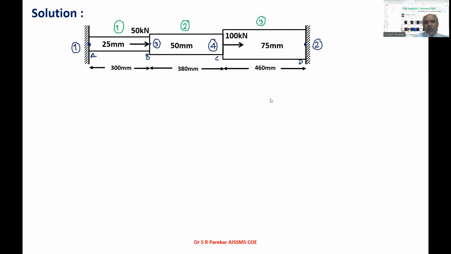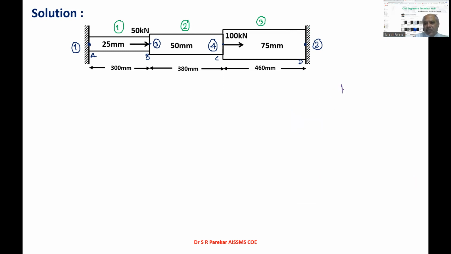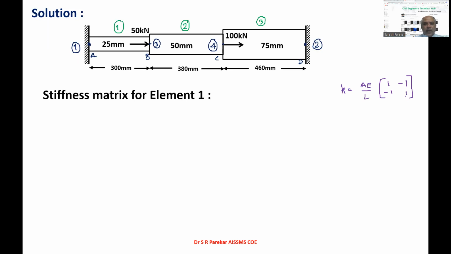Now as we know, for an axial member, if you remember, the stiffness matrix K is equal to AE by L times the matrix 1, minus 1, minus 1, 1. Now I will go one by one. I will prepare the stiffness matrix first for element 1. So K1 is equal to A1 E upon L1, times 1, minus 1, minus 1, 1.